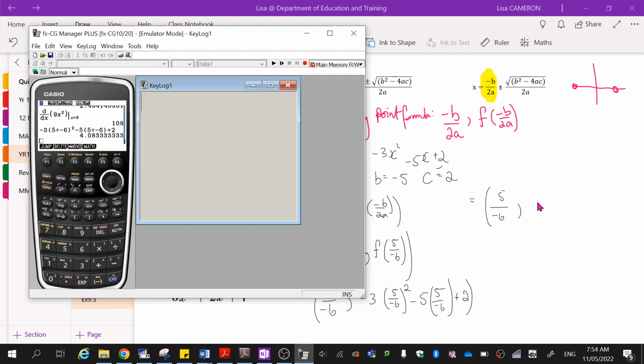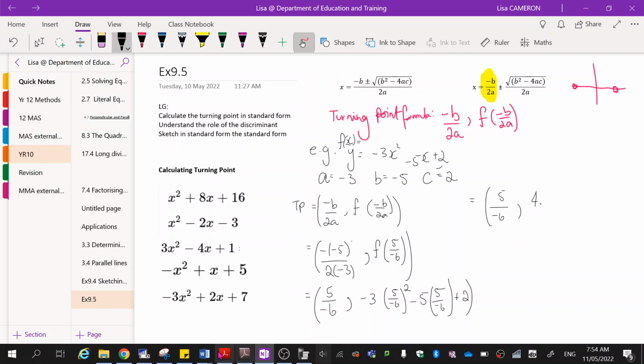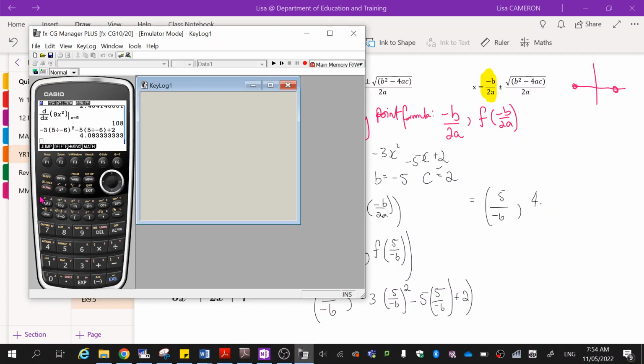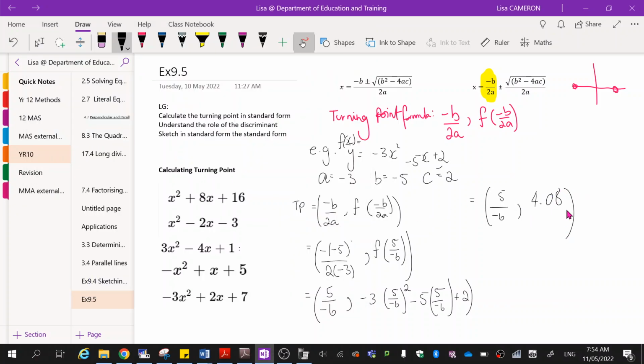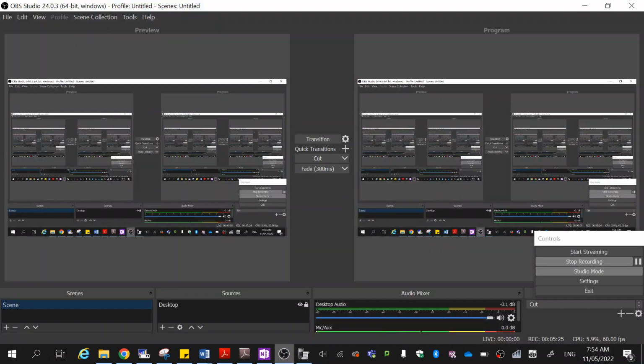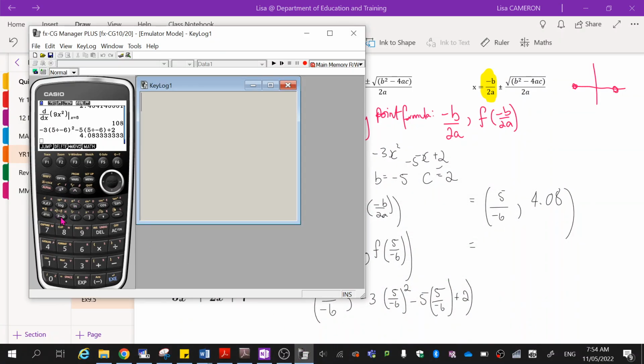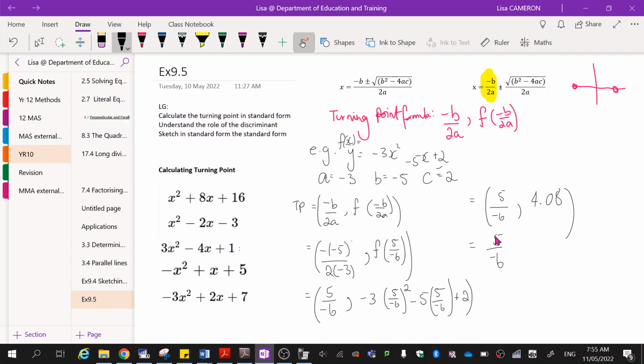Okay, and so that gives me an answer of 4 point something. That is going to be 4.08 if I go to 2 decimal places. If I wanted to change that to be a fraction, all I need to do on this calculator is press F to D. So as a fraction, it would be 49 over 12. So if I want to leave it as fractions, it'll be 5 over 6 and 49 over 12. I could also convert this first one to a decimal. It's definitely easier to graph if you've got numbers like this as opposed to fractions like that, because you can see exactly where they should go on the graph.